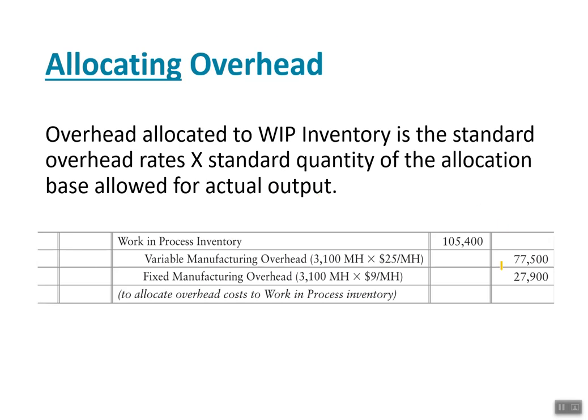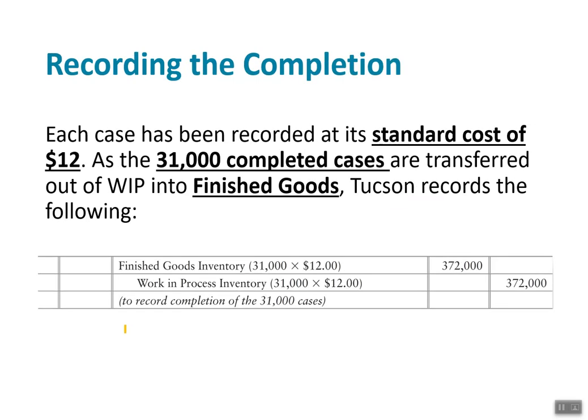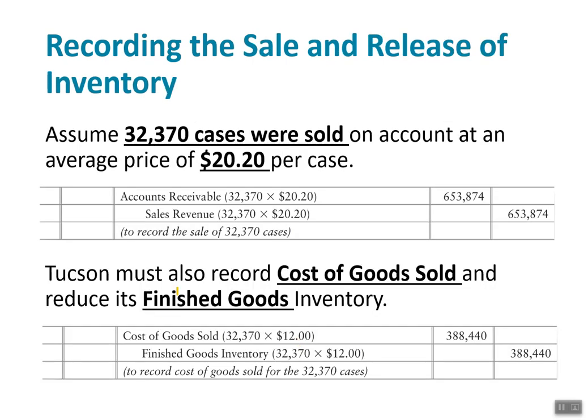Allocating overhead, just like we did in earlier chapters. Okay, so that's when you debit work in process and you credit manufacturing overhead. And then, of course, when you complete it, you remember some of these, you put it into finished goods inventory, you take it out of the work in process inventory. And then, of course, at the end, when you sell, you make a sale and you release the inventory. So you're going to sell these.